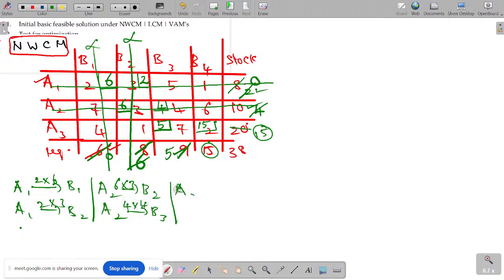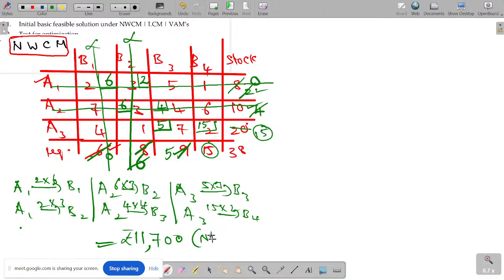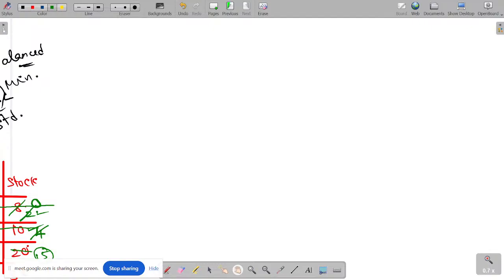Then I go for A3. A3 to B3 it is 7 units, so 5 into 7. And A3 to B4 is 15 units, so 15 into 2. Can I get the total value? I think it's 117, but it's given in hundreds, so 11,700 rupees is the total cost. Is it okay? This is using the NWCM method. Can you just go through the LCM method?